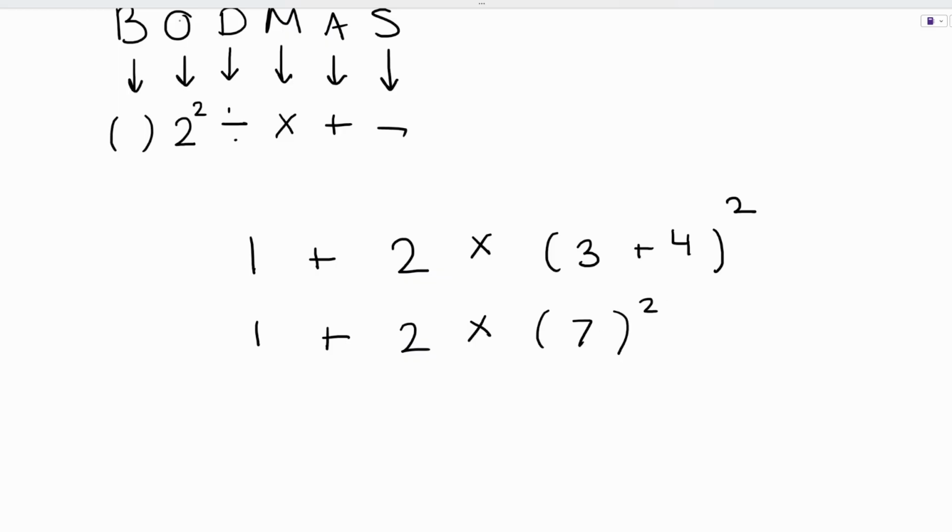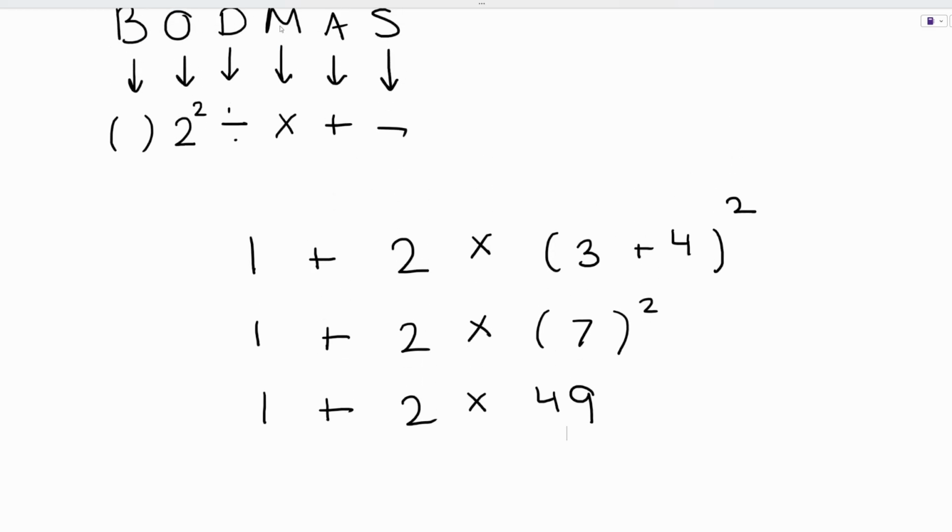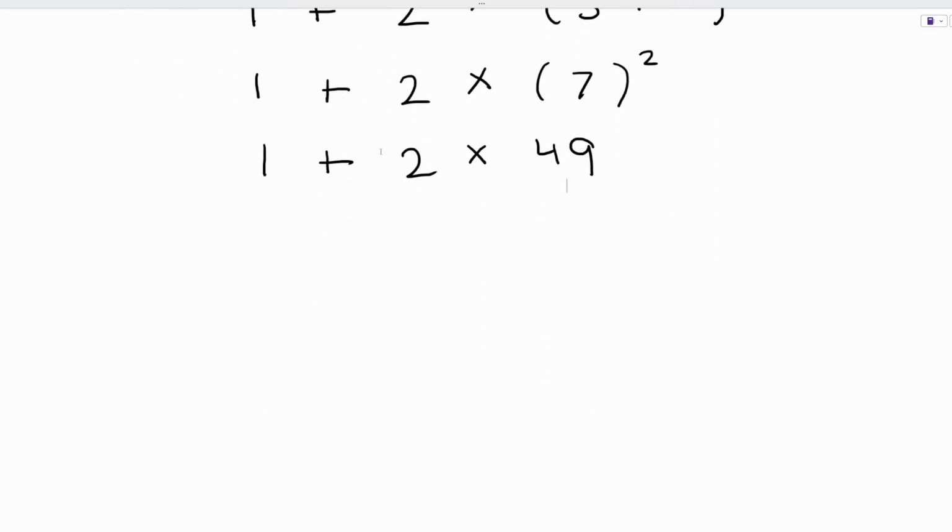Next is O, or order. So that's just 7 squared, which is 49. Next is multiplication, because multiplication is before addition. So 2 times 49 is 98, and then 1 plus 98, which is just 99. So this is how you would use BODMAS to complete a calculation.